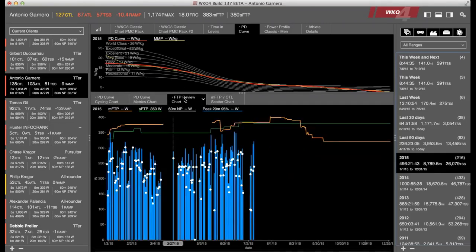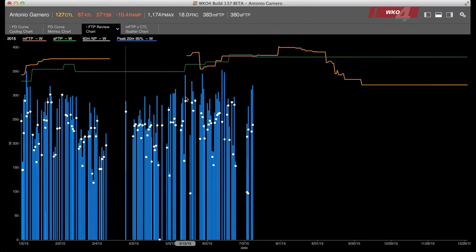Another one that I like to look at is this one right here. This is the FTP review chart, and I'm going to make this one big by pressing Alt and Command and then the down arrow, to make it full screen so now we can see what that is. So here, the blue bar is 95% of 20 minutes.